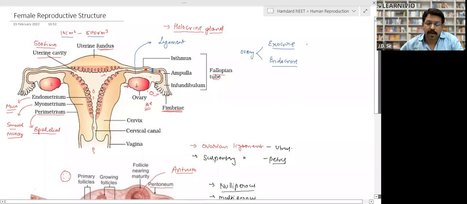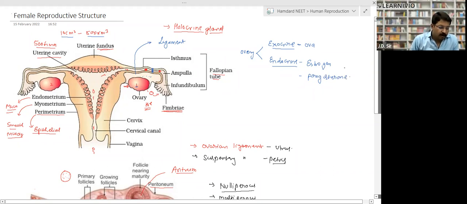The ovary is called an exocrine gland because it secretes ova, right? Any gland that does not have endocrine function is called an exocrine gland. It is called an endocrine gland because it also secretes some hormones. The hormones secreted by the ovary are estrogen and progesterone, right? So please note it down.